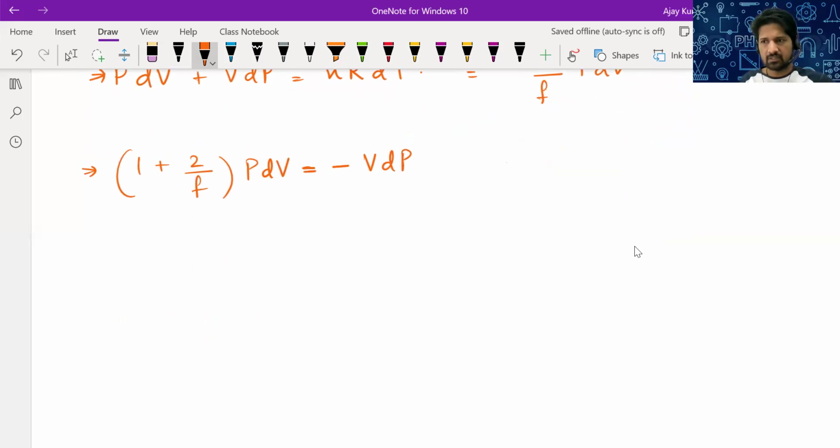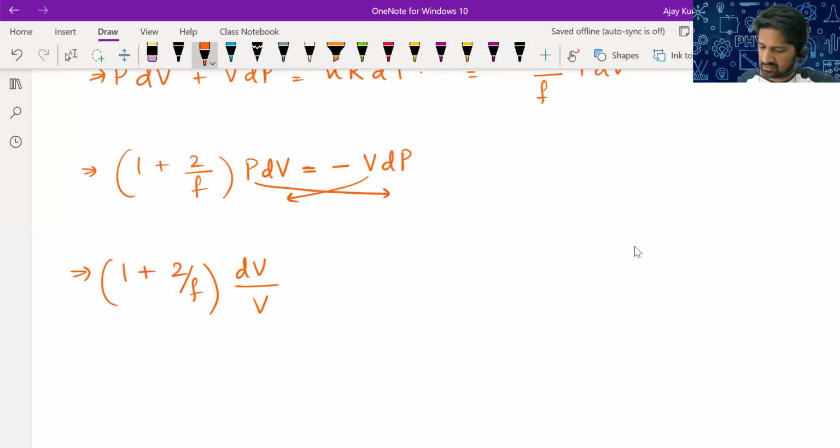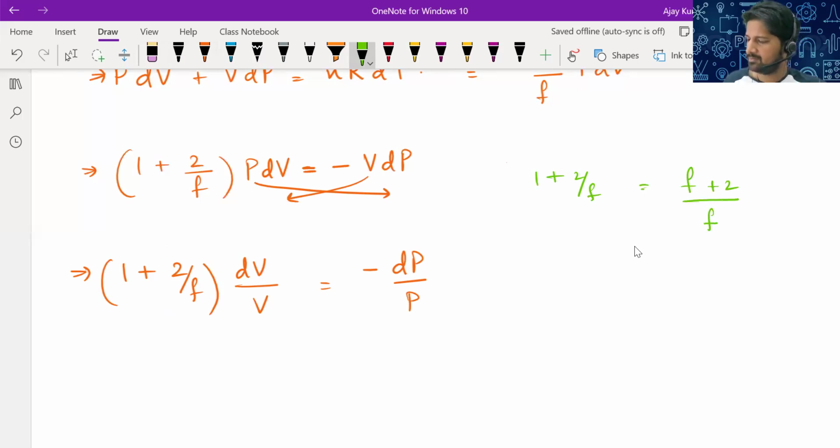Now we keep the pressure terms on one side, volume terms on the other side. You can say 1 plus 2 by F, dV by V. Send the volume to the denominator on this side, and then we'll send pressure to the denominator on the other side, is equal to minus dP by P. Now look at this term, 1 plus 2 by F. 1 plus 2 by F can be written as F plus 2 divided by F.